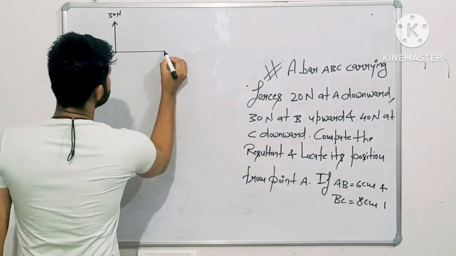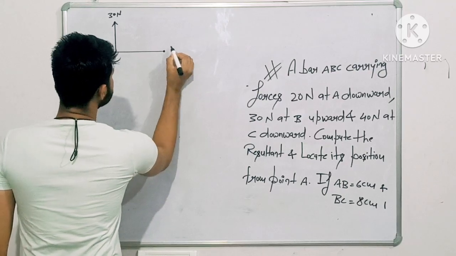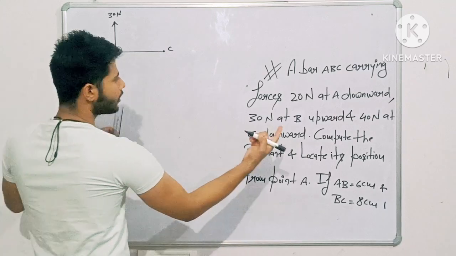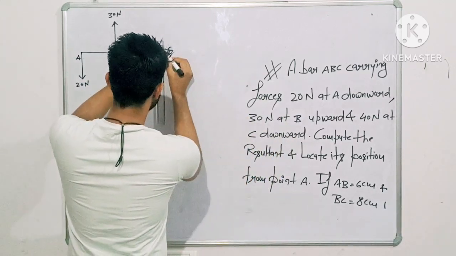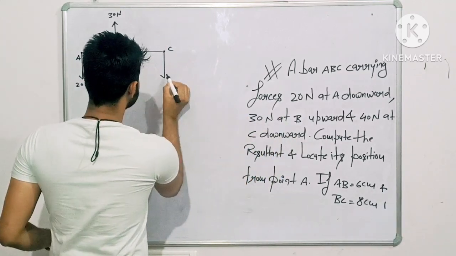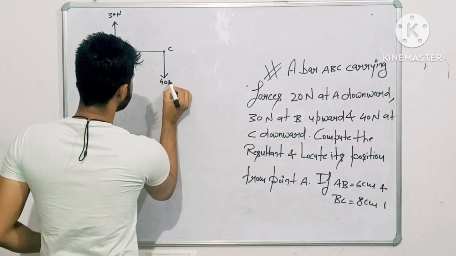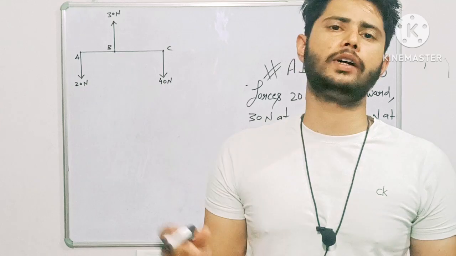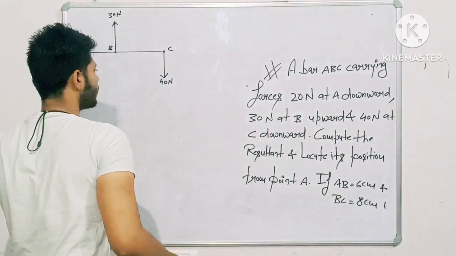Suppose this is our point C, and this 40 Newton force at C is downward. This is also a vertical force, 40 Newton, going in the downward direction.